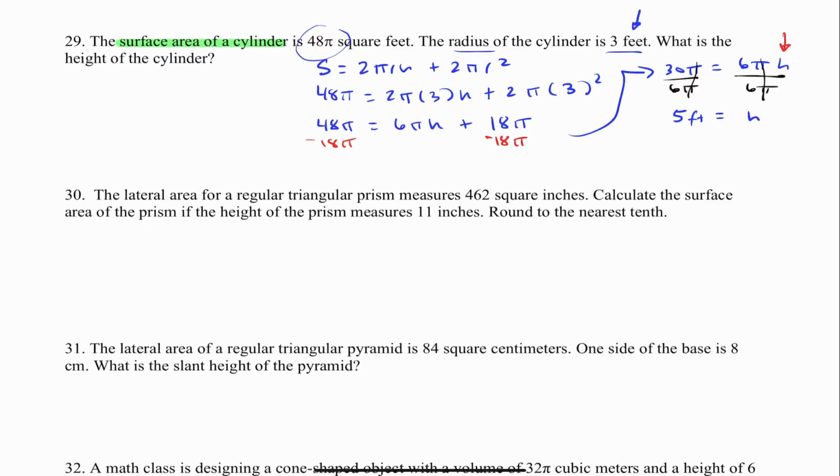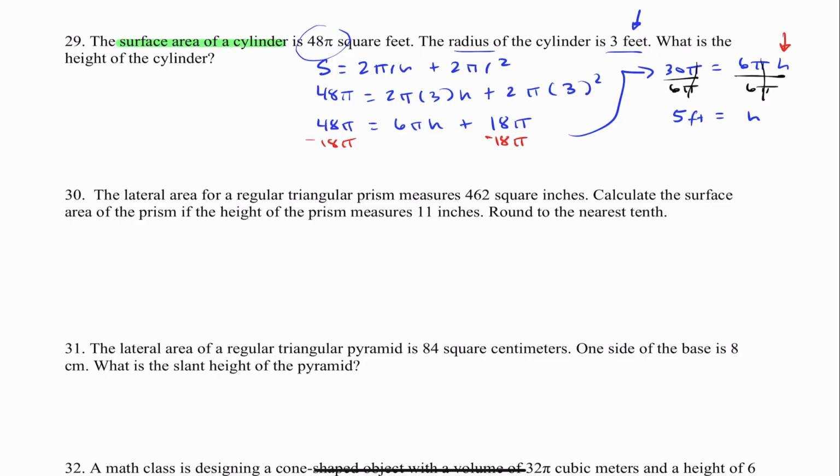okay? All right, so number 30, the lateral area for a regular triangular prism measures 462 square inches. Calculate the surface area of the prism if the height of the prism measures 11 inches. Round to the nearest tenth. Now be warned, this problem here is going to be very, very challenging. It's actually a lot of work, and it requires you to just pay attention to little things here and there.